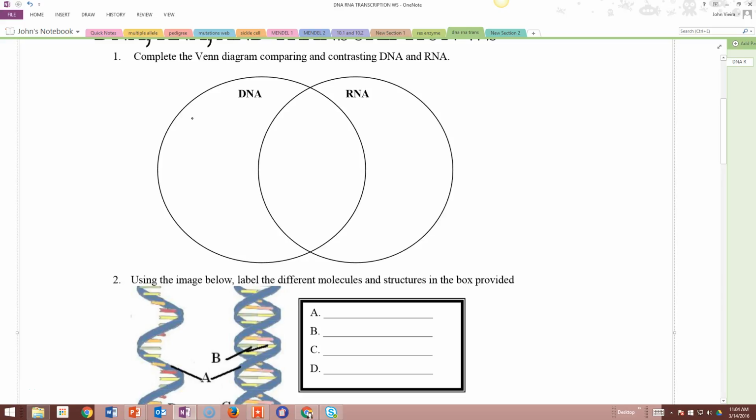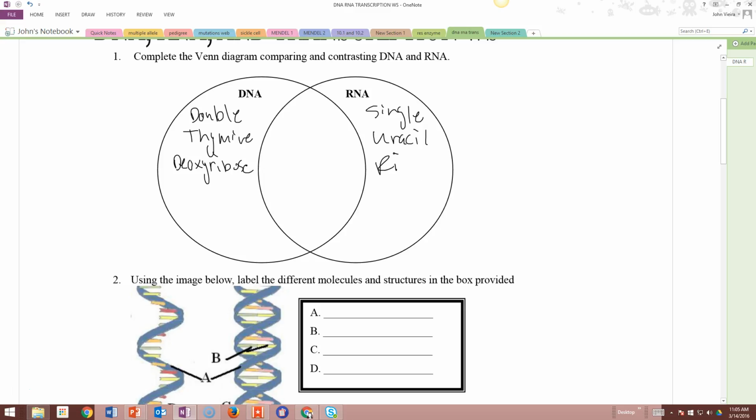All right, the difference between DNA and RNA is that DNA is double-stranded, whereas RNA is single-stranded. DNA contains the thymine nucleotide, whereas RNA has uracil. DNA has deoxyribose as its sugar. RNA has ribose. DNA always stays in the nucleus for the most part, and RNA can leave the nucleus.